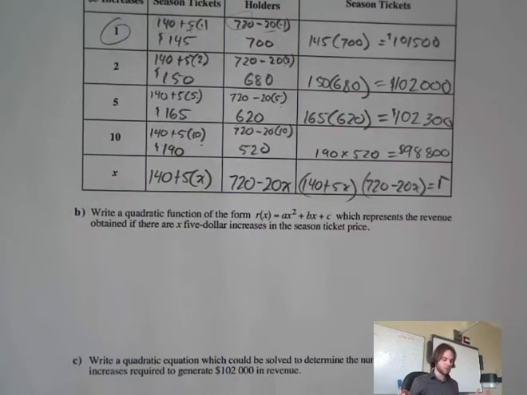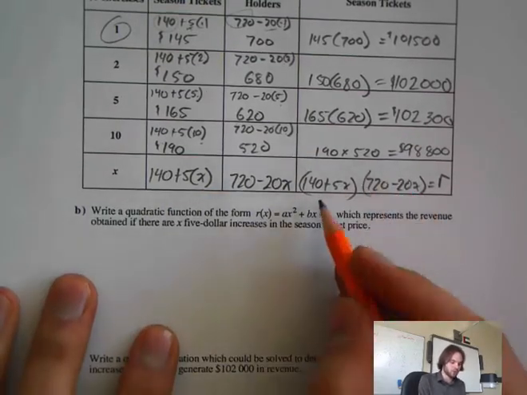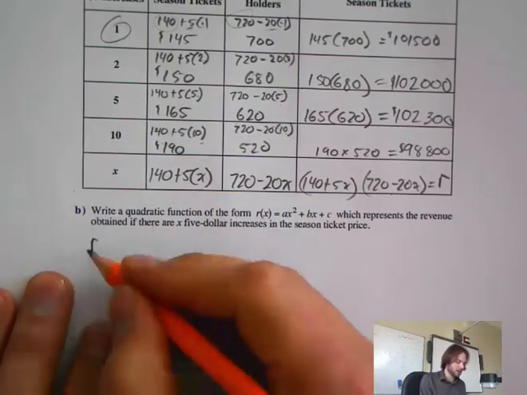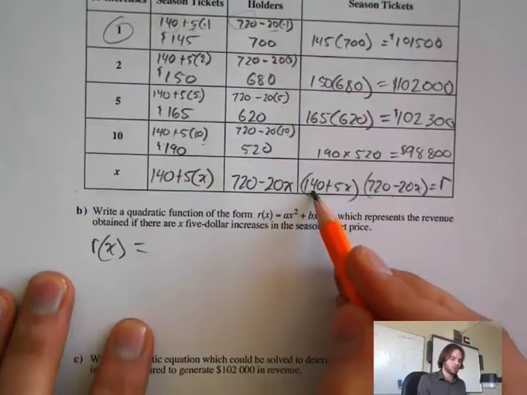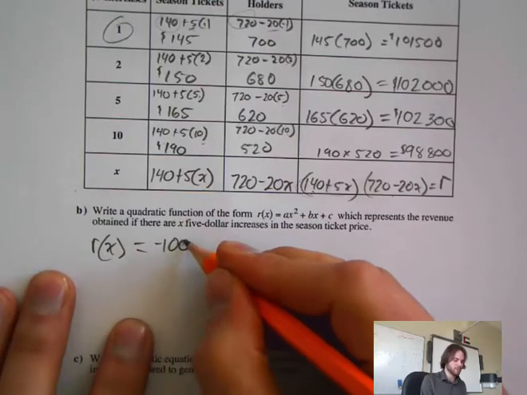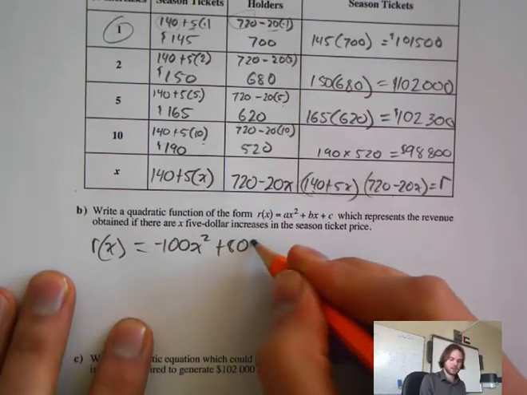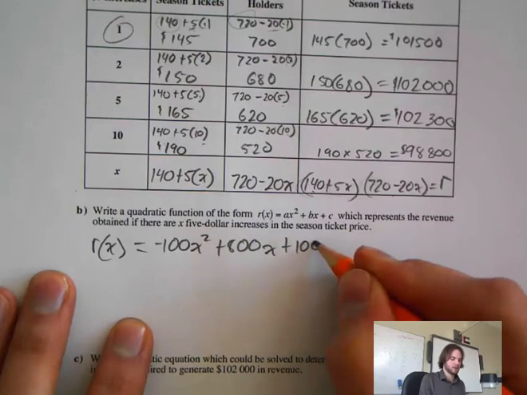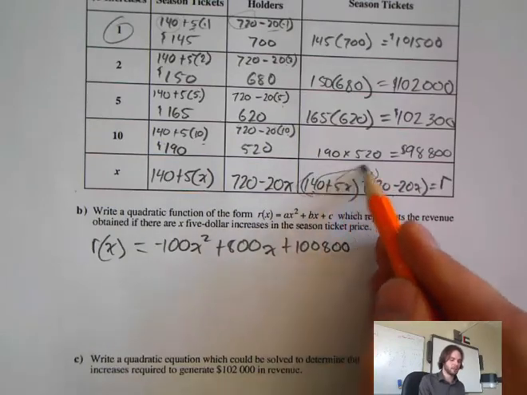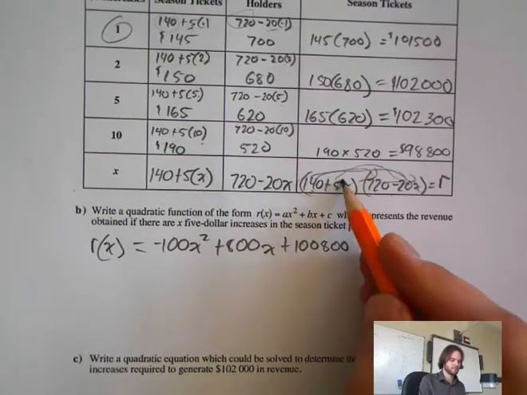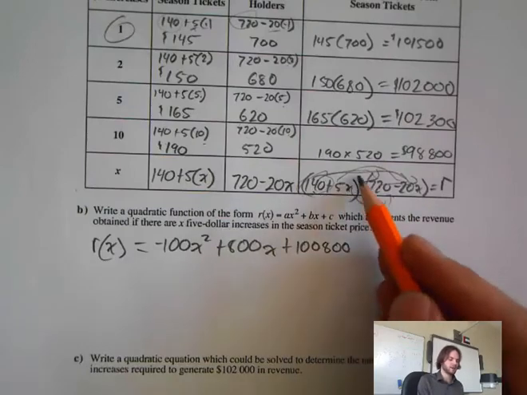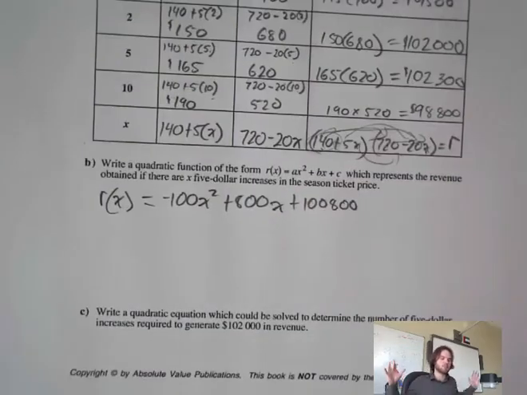And here it says, write the quadratic equation. So let's write it. We're just going to take this and multiply everything out. My quadratic equation in terms of x, revenue, is equal to, so let's multiply 140 by both of those, 5x by both of those, and you'll end up getting negative 100x squared plus 800x plus 100,800. So all I did was use the distributive law. Everything was multiplied together: 140 multiplied by 720, then 20x, 5x multiplied by 720, and then 20x. And I combined everything together.